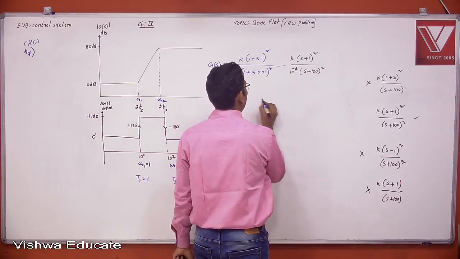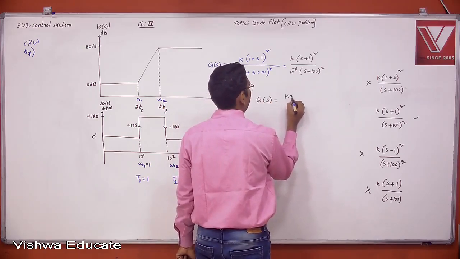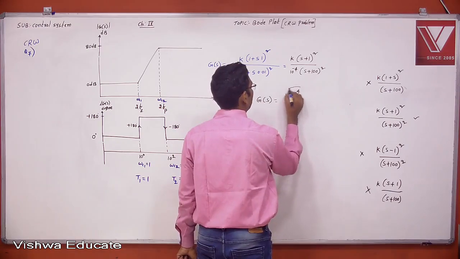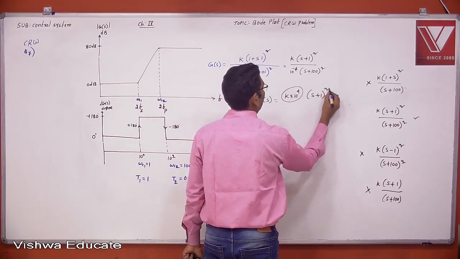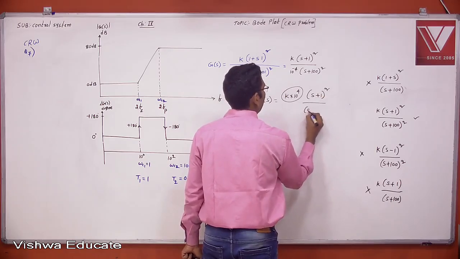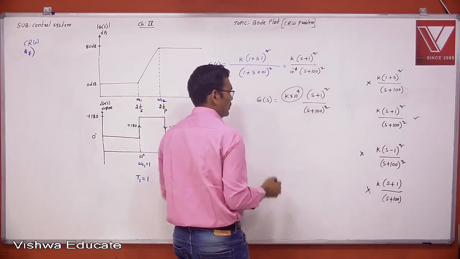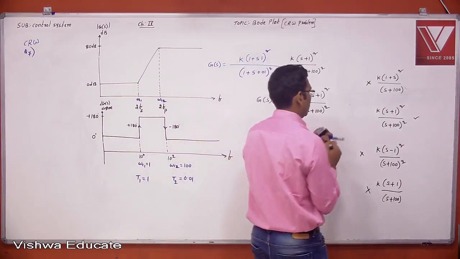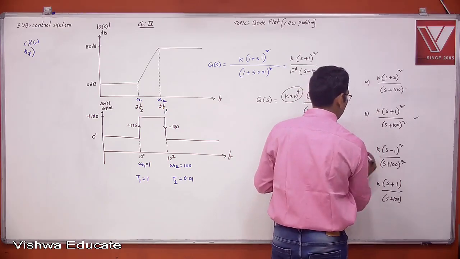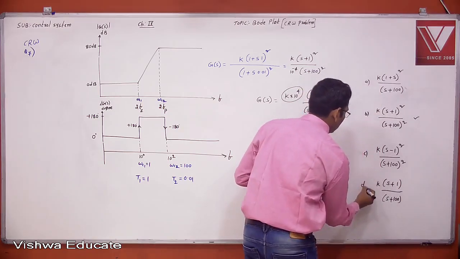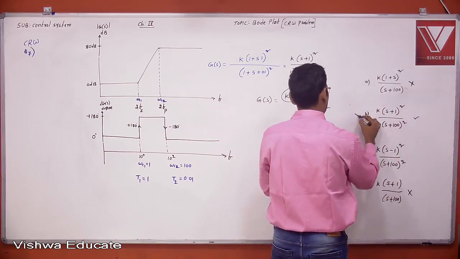Therefore, finally the transfer function G of s is equal to K into 10 power 4, this is totally a K value, into (s plus 1) whole square by (s plus 100) whole square. Therefore, this is the correct option among A, B, C, D, and we already eliminated two options, so this should be the correct option.